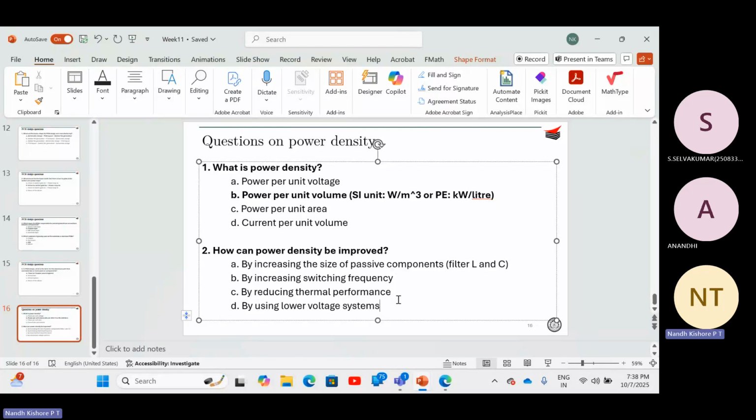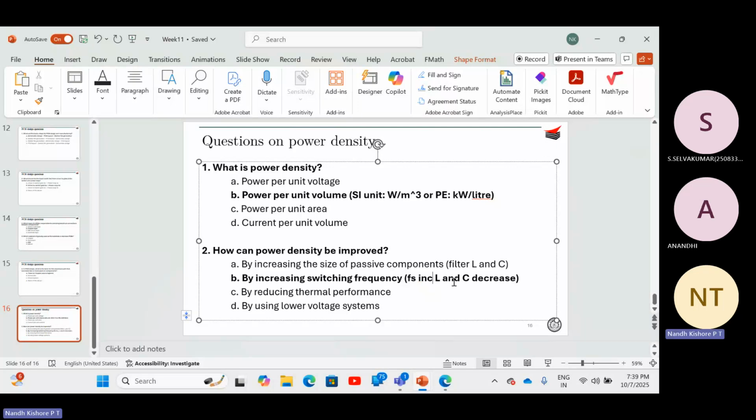So what is the correct answer? How can power density be improved? The correct answer is option B, because as you know, if your switching frequency increases, that is, your Fs increases, then your L and C will decrease.